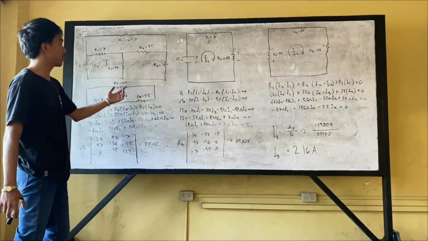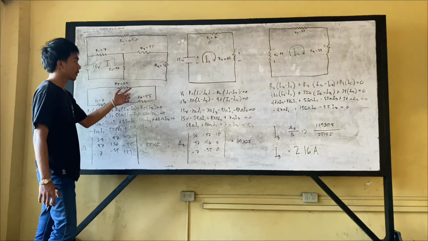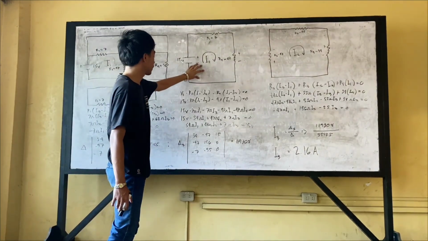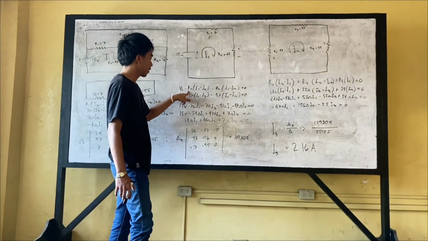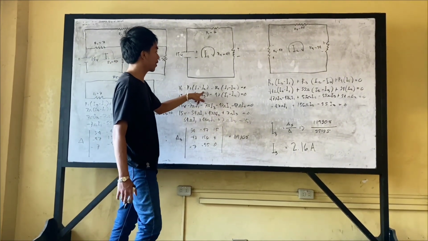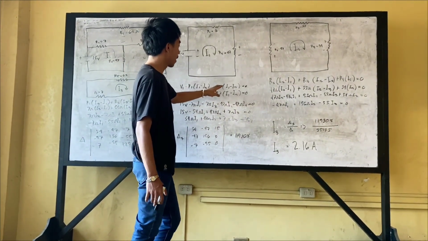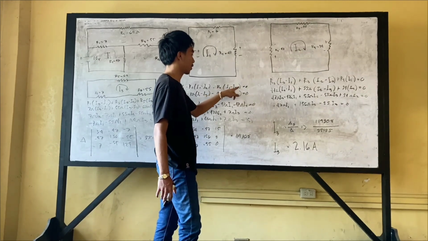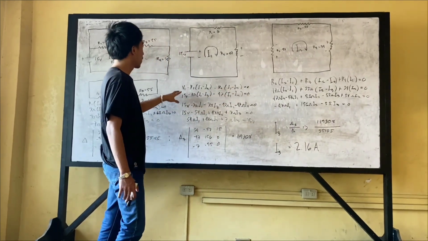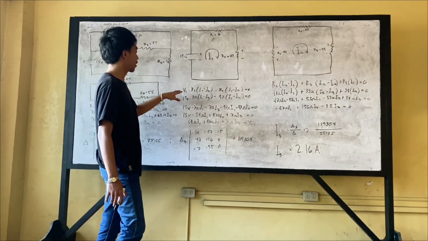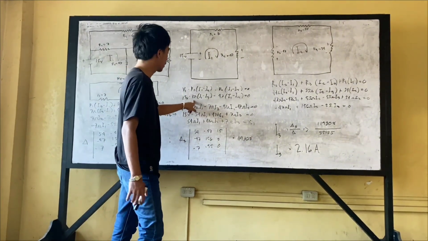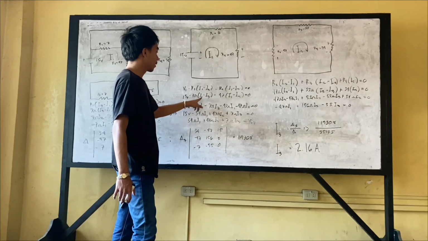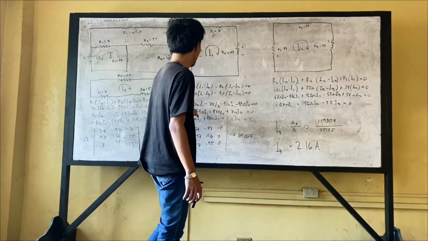So this is our problem for loop point method. And for our loop 1, this is our formula: V sub 1 minus R sub 1 I1, I3 minus R2, I1 minus I2 equals 0. So we will plug in our voltage and resistance. So 15 volts minus 7 ohms and 47 ohms.